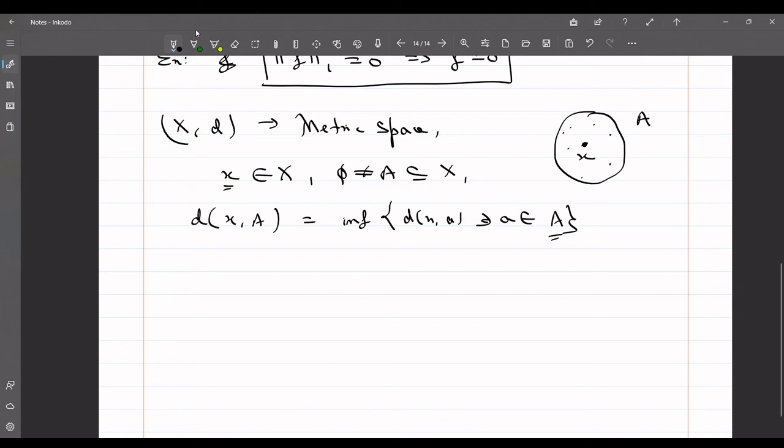If x belongs to A, then what will happen? In this case, what is the infimum distance? It is x with x itself, because x is an element of A. So in this case, you have d(x, A) equals 0.